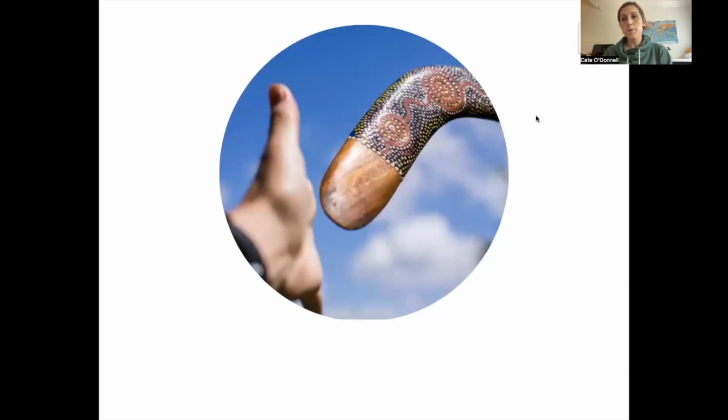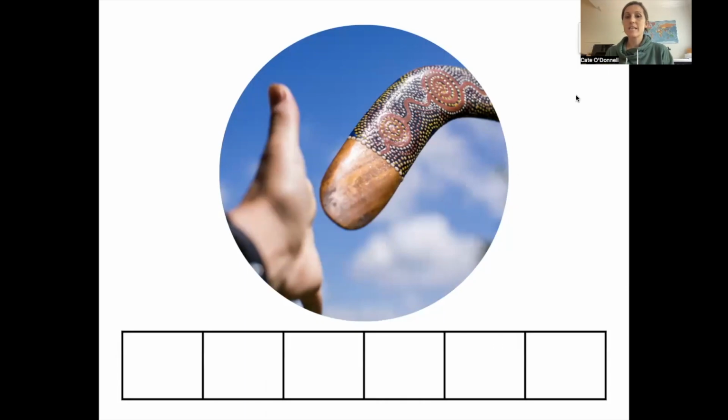This is a boomerang. Boomerang. How many sounds do you hear in boomerang? There are 6 sounds in boomerang. Let's spell them. What's the first sound you hear? B. What letter makes the B? B. What's the next sound in boomerang? Ooh. O-O. What's the next sound you hear? Boom. What letter makes M? M. What's the next sound you hear in boomerang? Boom-er. Can be spelled several different ways. In boomerang, it is spelled E-R.